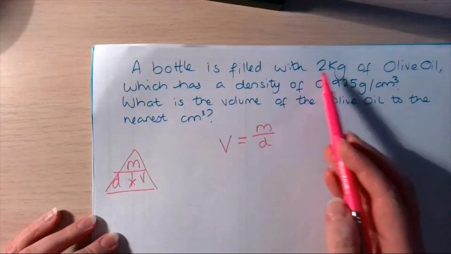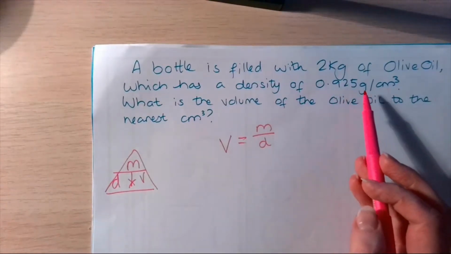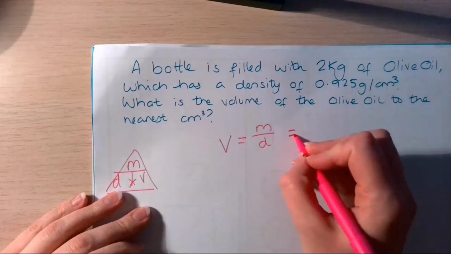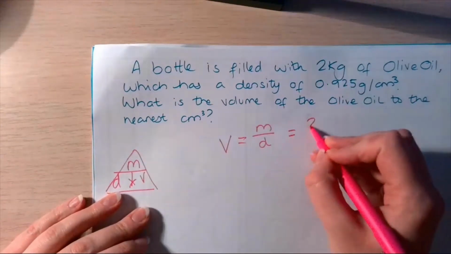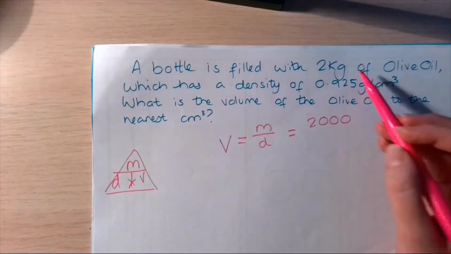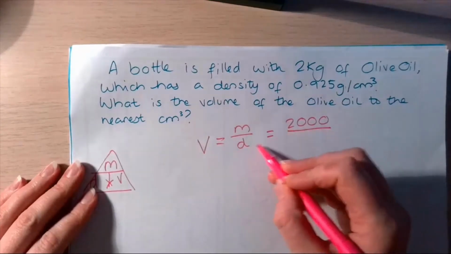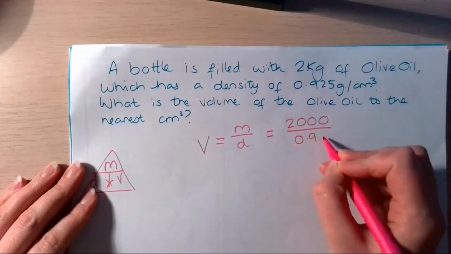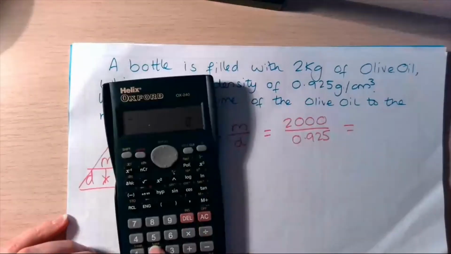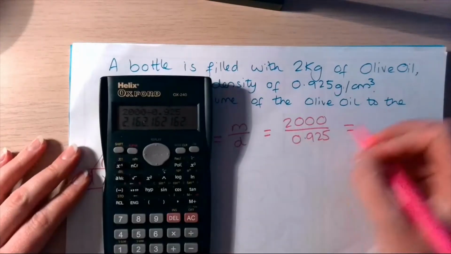Right then, what have we got here? We're given a mass of 2 kilograms and we're given a density, and our density is actually in grams. So I'm going to convert my kilograms into grams. Instead of 2 kilograms, I'm going to write in 2,000, because they've got to be in the same units here, and that's going to be divided by the density of 0.925.